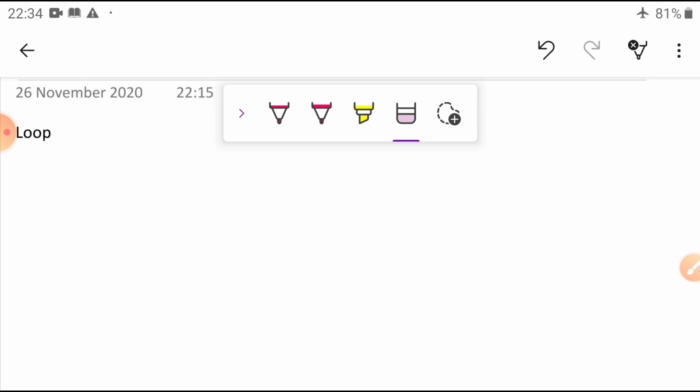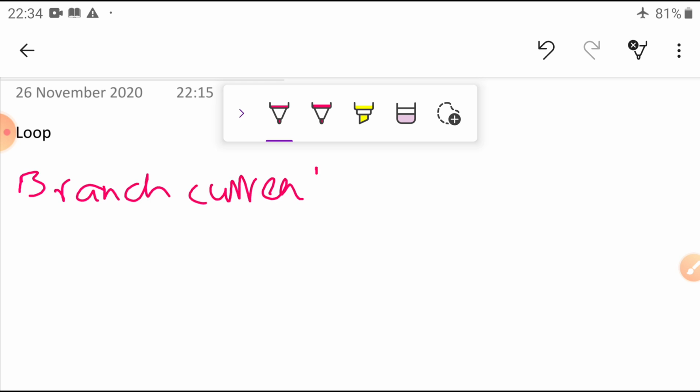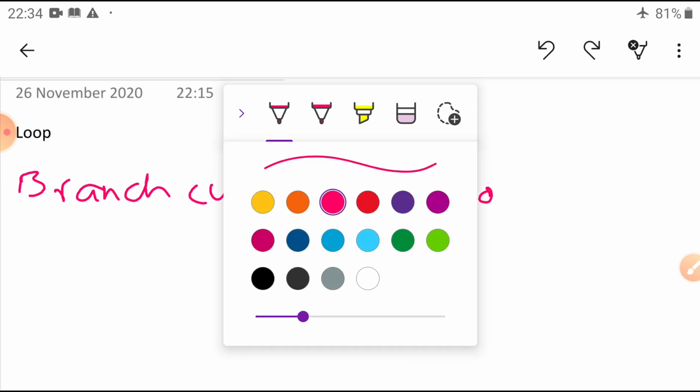Take here the branch current method. What to do? Simple, I will give one equation. Okay, so that is what I am going to write here, that is equal to. Okay, I can write the equation.